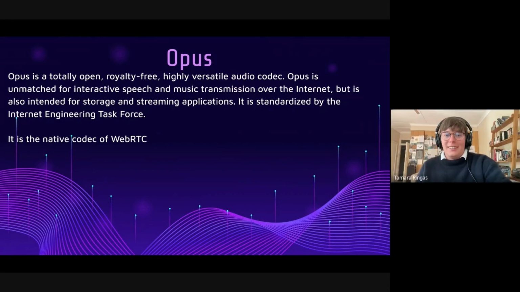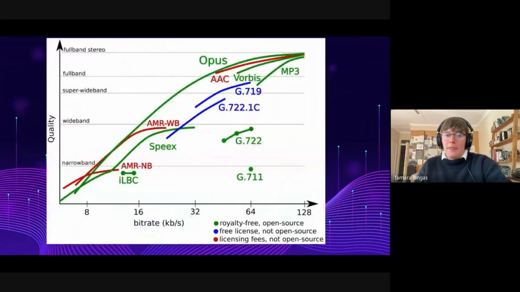Yes, definitely. Opus is a totally open, royalty-free, highly versatile audio codec. It is unmatched for interactive speech and music transmission over the internet, but is also intended for storage and streaming applications. It is standardized by the Internet Engineering Task Force. Here is a graph showing bitrate versus quality. The green points in the graph are royalty-free and open source. And it's just quite interesting that Opus actually has higher quality than MP3 and AAC.